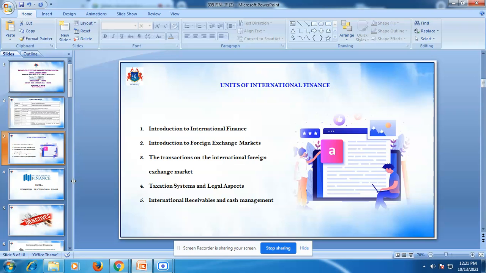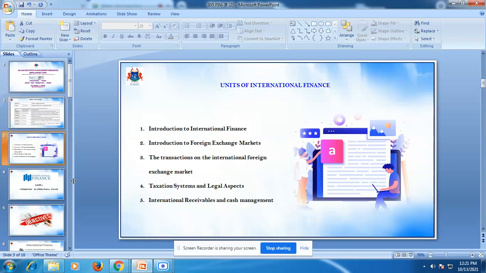The third unit, the transaction on the international foreign exchange market. In this unit, we will learn the transactions in the international foreign exchange market like spot transactions, forward contracts, then currency swap, currency future, currency option, including transaction exposure, forward hedge, then money market hedge, the international credit market, and the international security market, which includes bonds, equity and depository receipts.